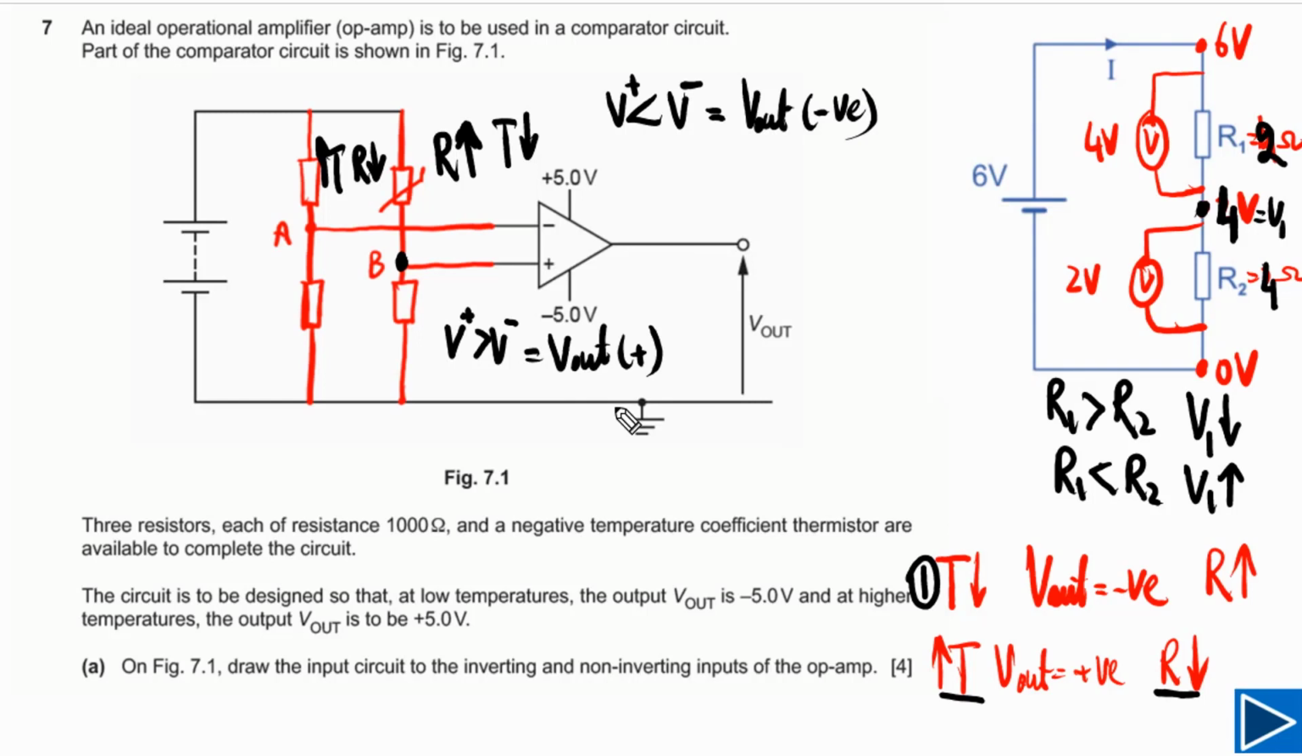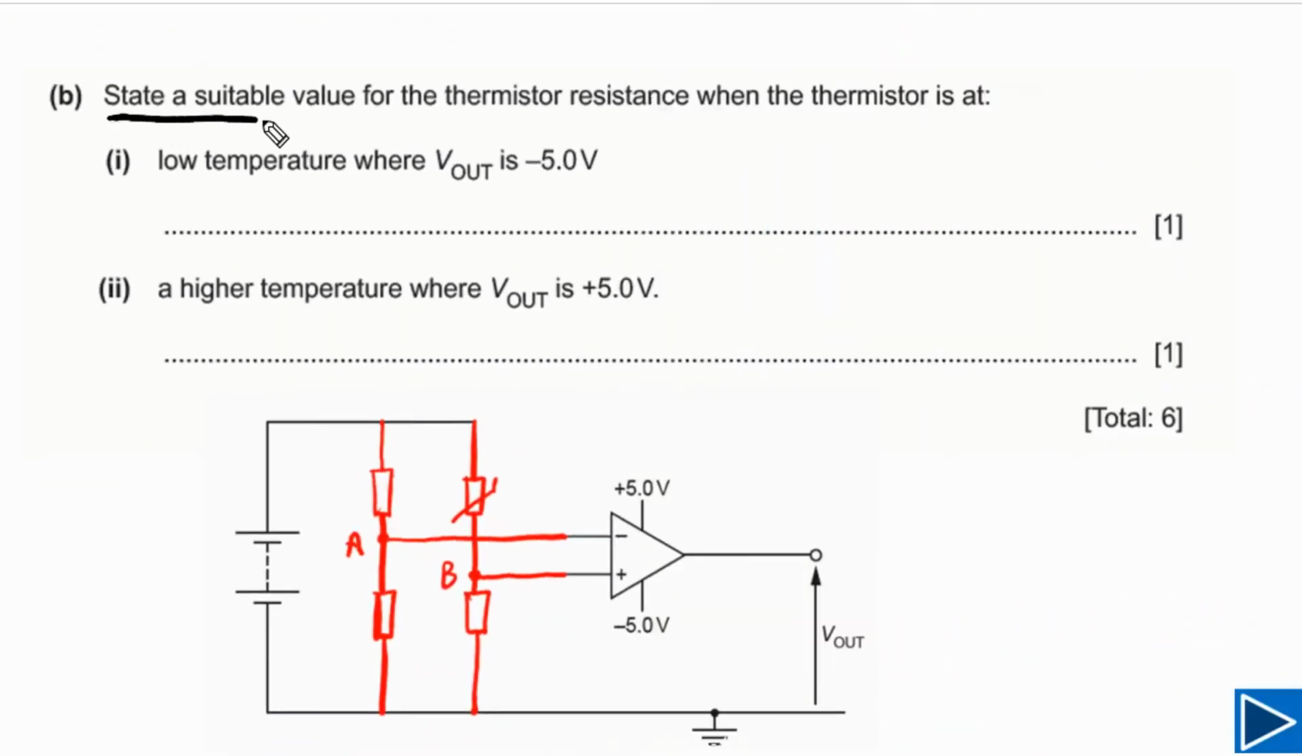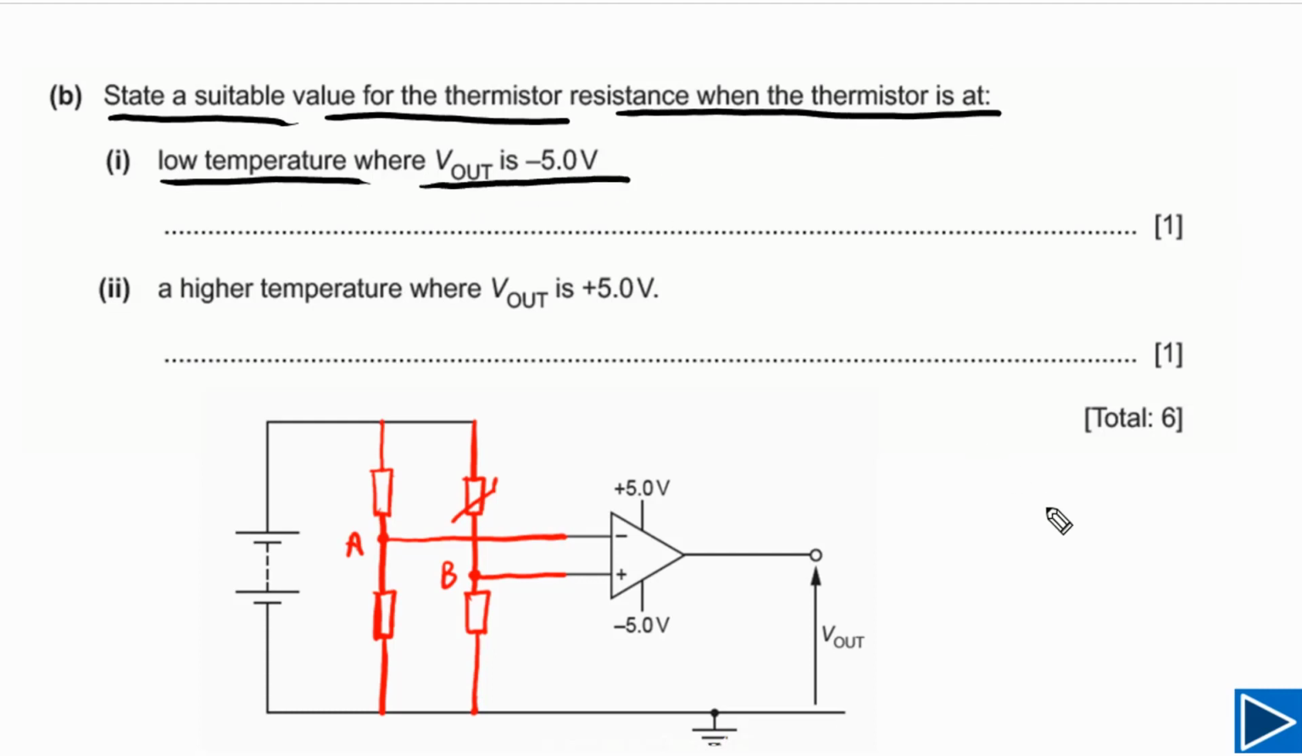This is how you need to draw the circuit. I hope now you are very clear about this. Part B is simply asking us to state a suitable value for the thermistor resistance when the thermistor is at low temperature and V out is negative.